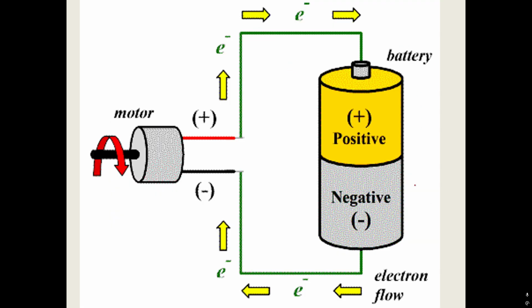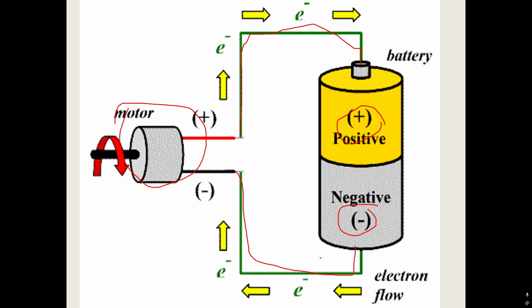Okay, here you can see we have a battery with a positive terminal, negative terminal, and we have a load, which is nothing but a motor. This is the positive terminal of the motor, and this is the negative terminal of the motor. Through wires we have connected them with the battery. This green color is the wire.